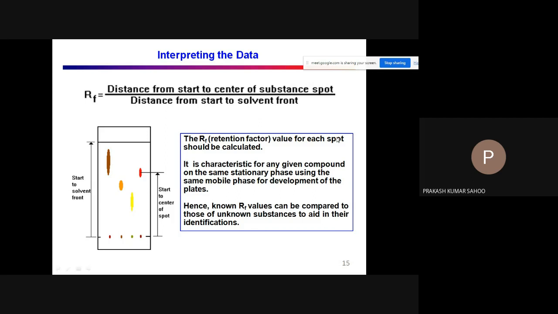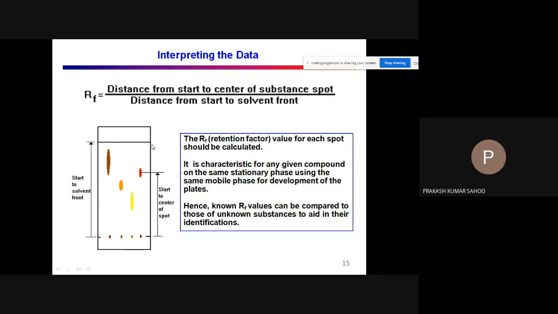So what is the retention factor? Retention factor means the length of retention of the component in a column or on a TLC. It is known as the retention factor. Mathematically, it is the distance covered by the analyte divided by the distance covered by the solvent. Just see this one. This is the maximum height of the solvent, the distance covered by the solvent.